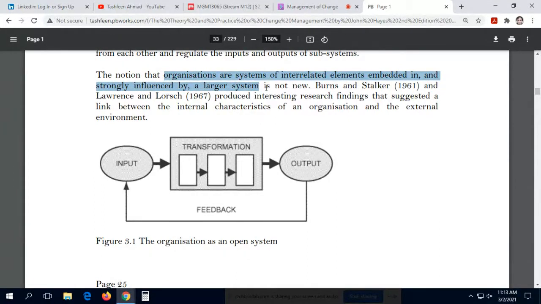Let's revisit this line: organizations are systems of interrelated elements. So all these elements which I explained to you in terms of UV are embedded in and strongly influenced by a larger system. So what would be the larger system? People who are managing the regulations for all of these things. There must be regulations for your registration.